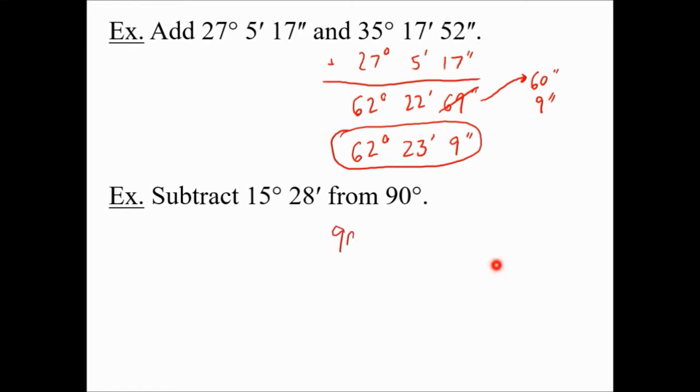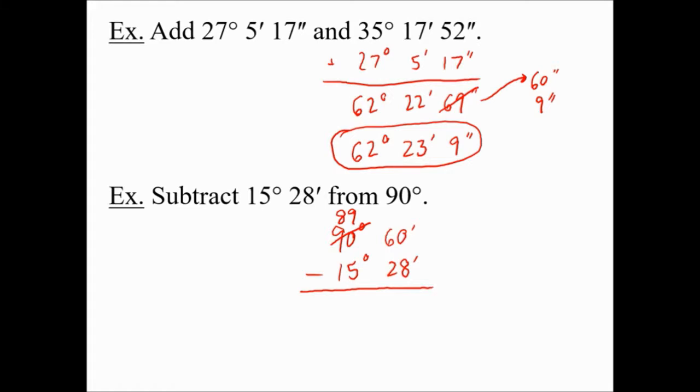Okay, so we have 90 degrees minus 15 degrees, 28 minutes. This is going to feel an awful lot like second grade, because we are literally going to say, well, I have to take away 28 minutes from something. I'm going to take one of those degrees away, so now I've got 89 left, and turn it into 60 minutes.